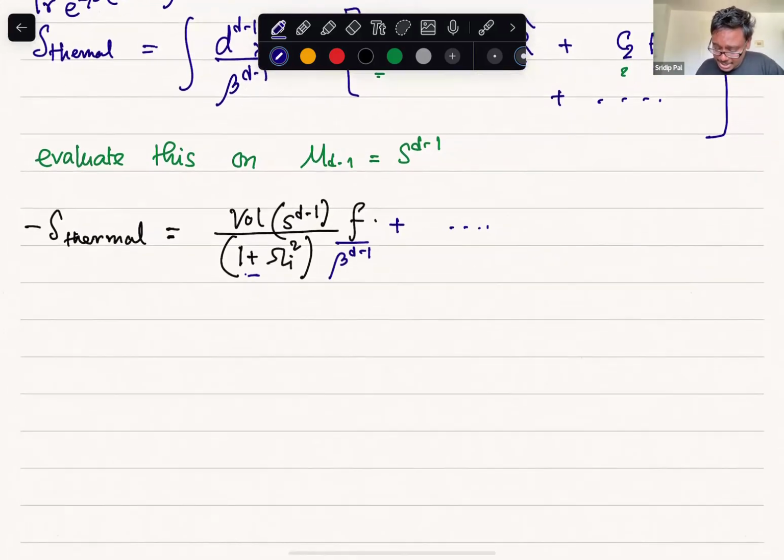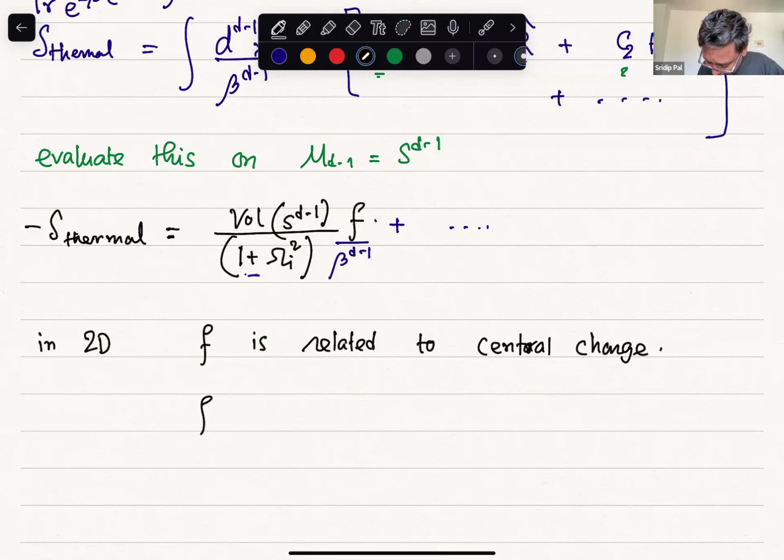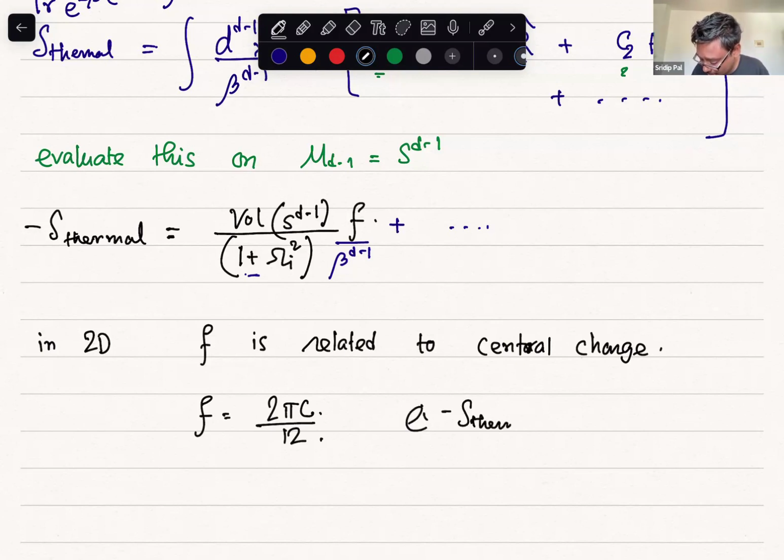And indeed, you can see that in 2D, f is related to the central charge. In fact, f is basically 2 pi c over 12, because if I plug this back in here, then I will get minus S thermal, that is, the exponential of 4 pi squared over beta times c over 12.